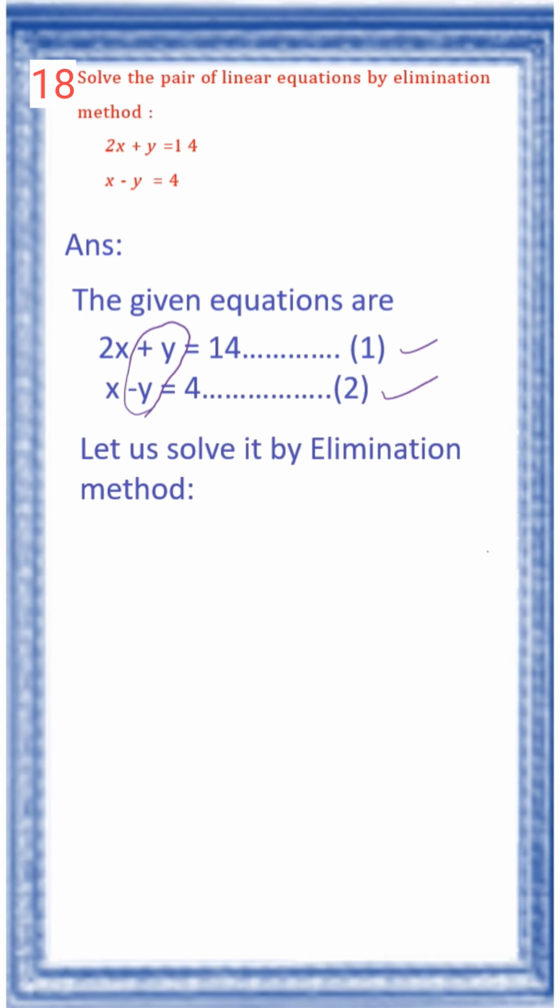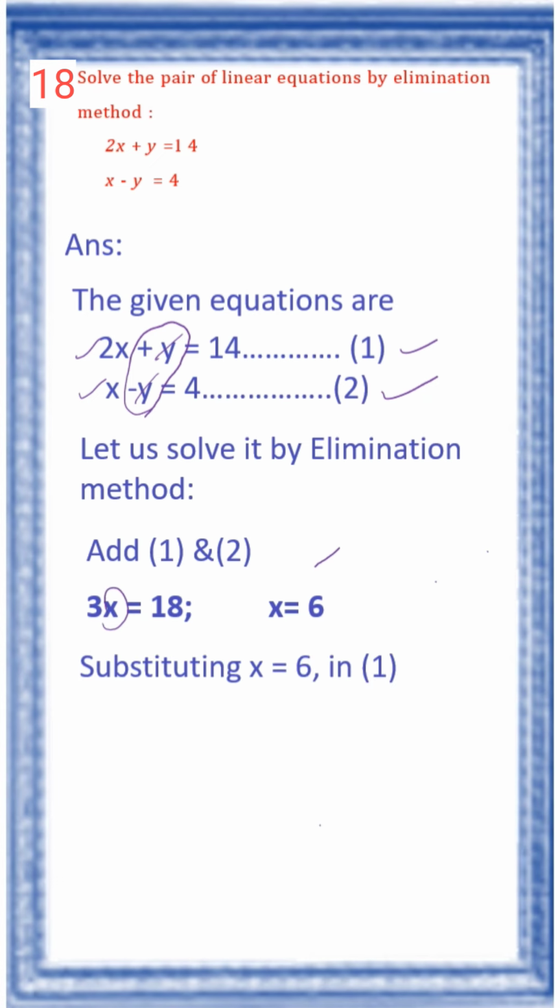So now let us add equations 1 and 2. Here if we add, we'll get 3x. Here y and y get cancelled. 14 plus 4, what is it? 18. So x is equal to 18 by 3, that is 6. Substitute x is equal to 6 in equation number 1.